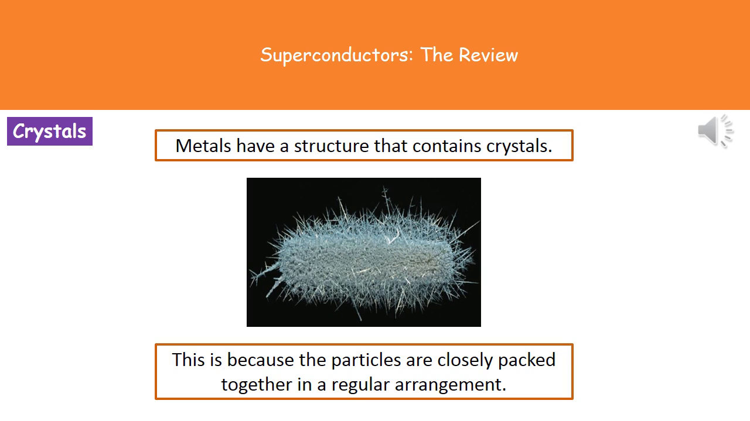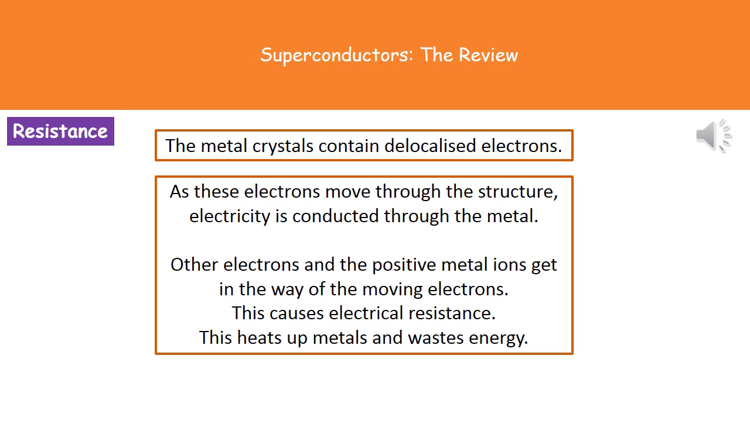So if we think about our metals then, if we look at their structure at very high magnification, what we find is that they have a structure that contains crystals, as you can see in the picture in the middle there. The reason that we get a crystal structure is because the particles in our metals are very closely packed together in that regular arrangement. So whenever we have that kind of structure, we'll generate crystals as a result.